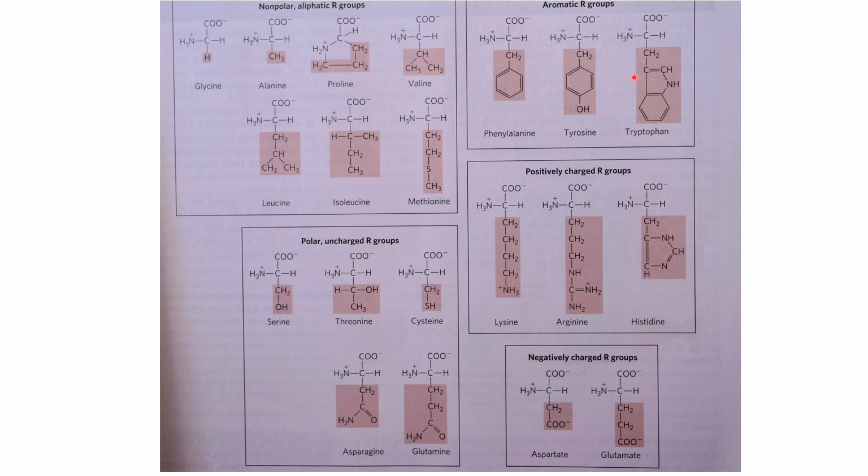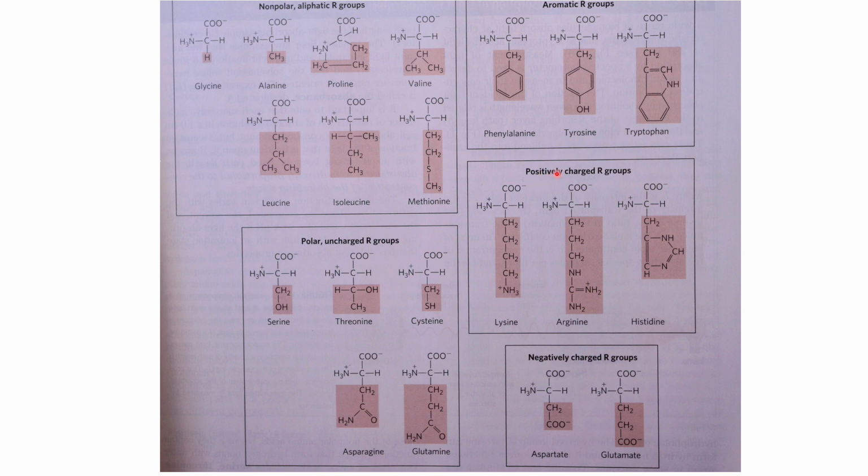We have the aromatic category up here. We have phenylalanine right here, tyrosine, which has a hydroxyl group at the distal carbon, and tryptophan, which is a little bit more complicated, but it's a bi-ringed structure here with an aromatic characteristic throughout.